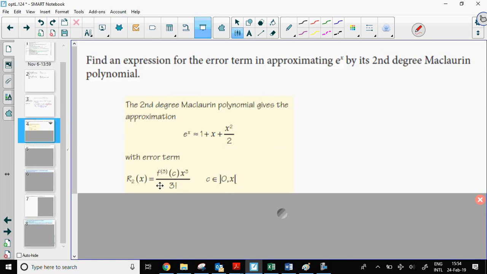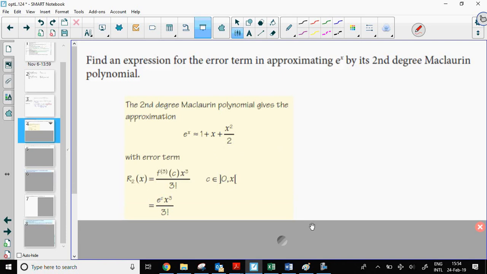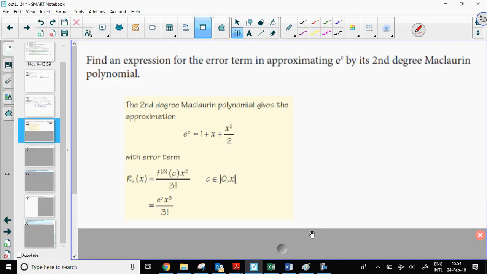What is the third derivative evaluated at c? Well, our function is e to the x, so the first, second, third, any derivative of e to the x is going to be e to the x. So the third derivative evaluated at c is just e to the power of c. So e to the c times x cubed over 3 factorial, that's my error term.